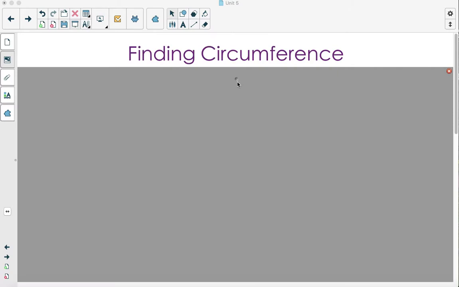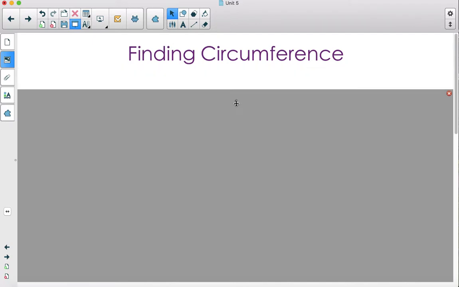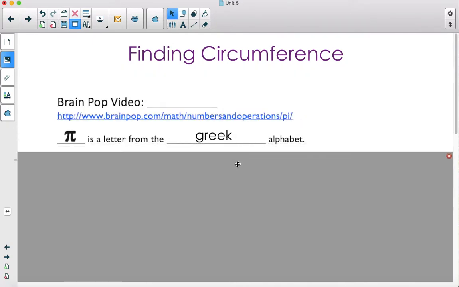So in your packet on Circles, I want you to open up to day 3. And this is actually going to be page 7 of your packet. We're going to take a couple notes and then we're actually going to practice finding circumference. So on page 7, it does tell you that we're going to watch a BrainPOP video, but it's super expensive, so I decided to make my own video instead.